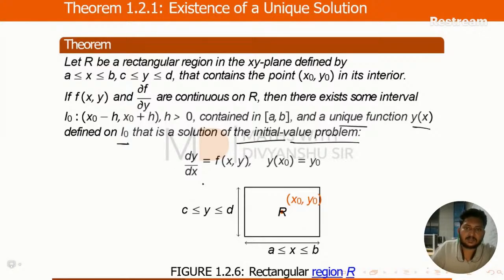So here the differential equation is dy upon dx equal to f of x comma y, and the initial condition is y of x0 is equal to y0. In this figure, there is a rectangular region that I am showing you, and the graph is going to look like this. These are the x0, y0 portion.